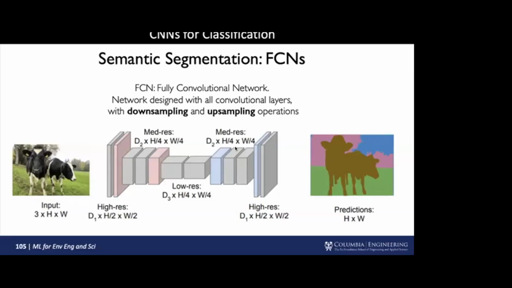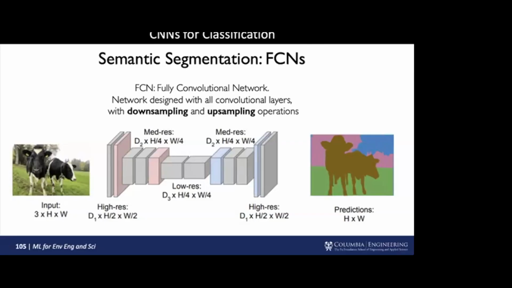Downsampling means you have an encoder. You encode this information down to a smaller representation. The first half of the process we call downsampling. We take our high-resolution input. For example, here we have 3 times H times W. You have red, green, and blue, different colors, so you have 3 matrices, and then height and width.